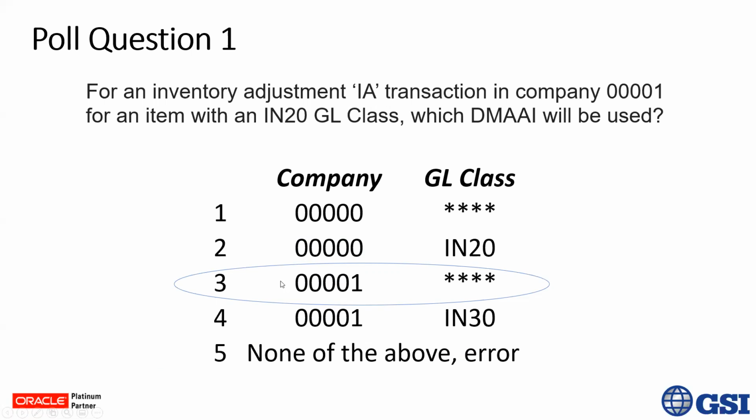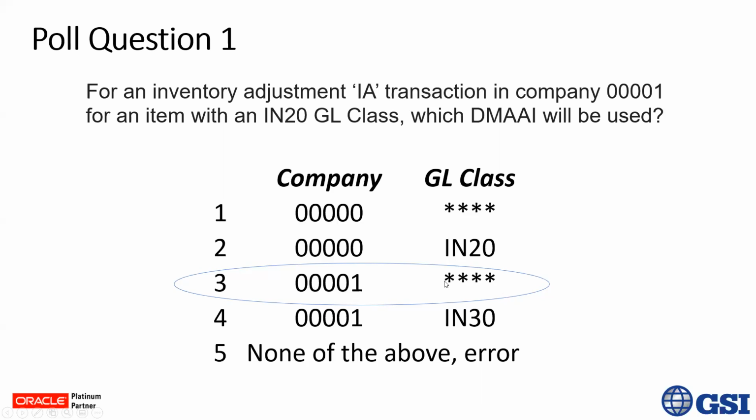Well, if we look at anything, the first thing that it does is it matches on company, right? So that will automatically rule out numbers 1 and 2. Okay, we have a GL class code of IN20. Well, in the bottom 2, there is no exact match, so it will go to the GL class of wildcard.